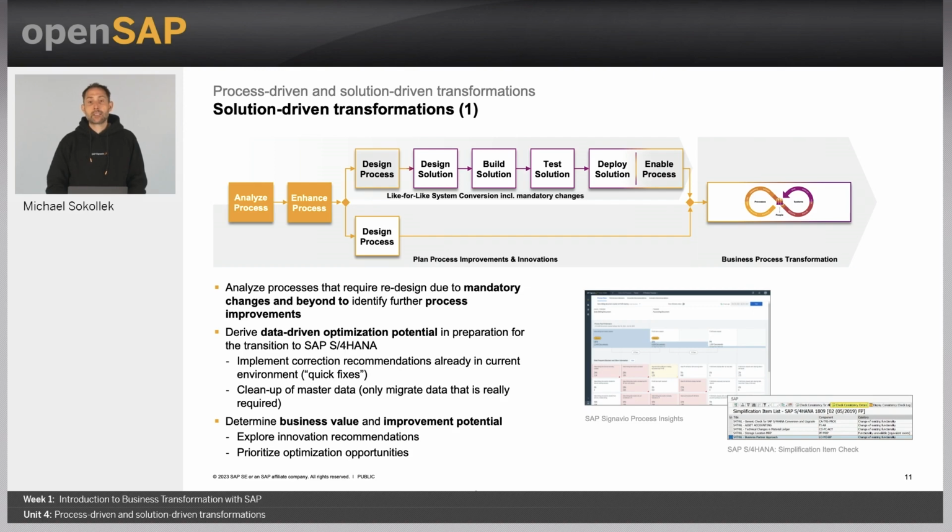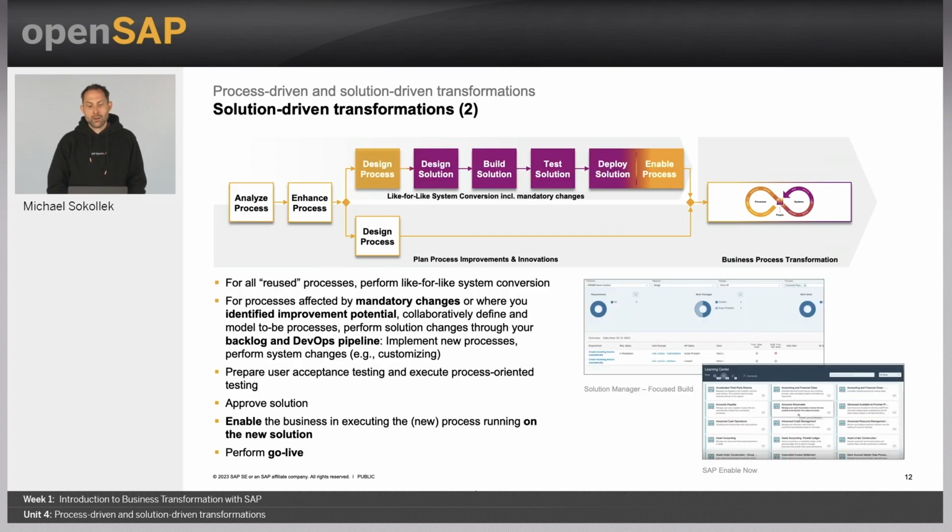Whenever the standard analysis content of SAP Signavio Process Insights is not sufficient, customers can leverage SAP Signavio Process Intelligence and perform a process mining. For all reused processes without mandatory redesign due to mandatory changes, customers perform a like-for-like conversion. For processes affected by mandatory changes, or where they have identified a significant improvement potential, they collaboratively define a model to-be processes.